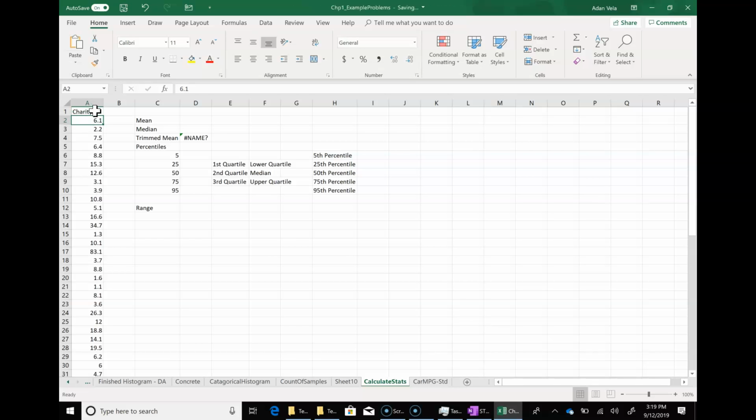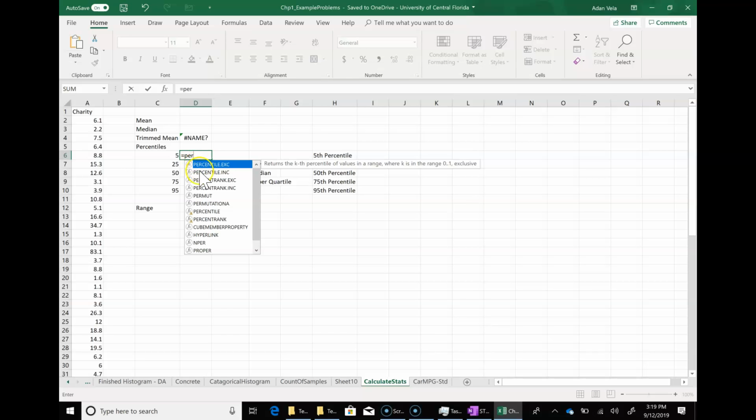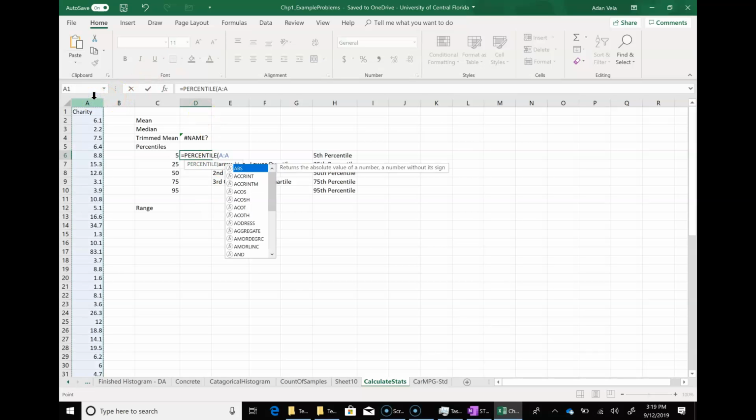Okay. And so we might ask ourselves, well, what is the 5th percentile? What is the 25th percentile? 50th, 75th, and 95th percentiles. Okay. And so if we want to do this in Excel, we just say equal, and then I think percentile. All right. You use tab completion. You give it the column of your data, and you tell it exactly what fraction you want.